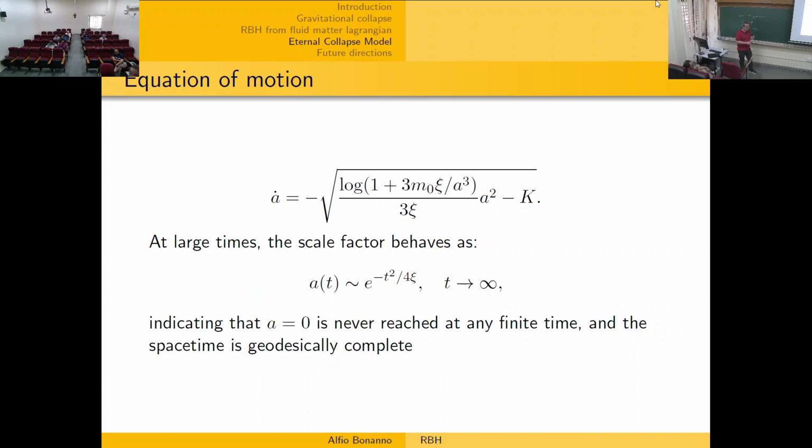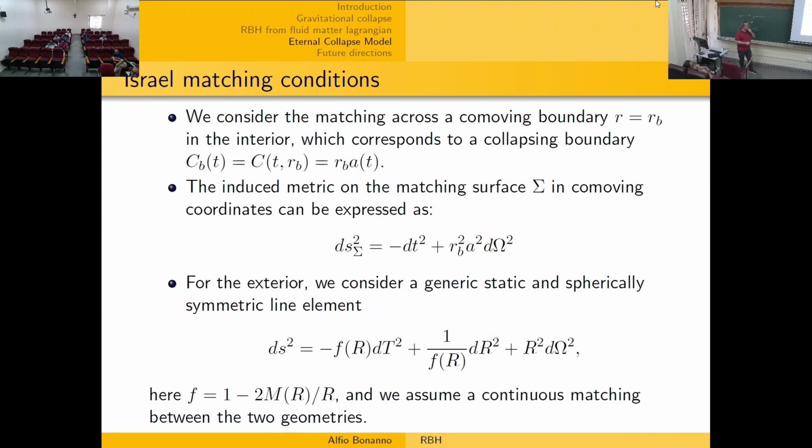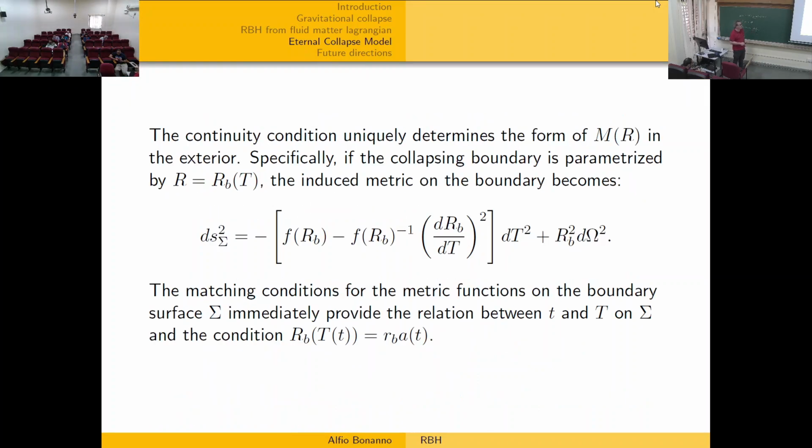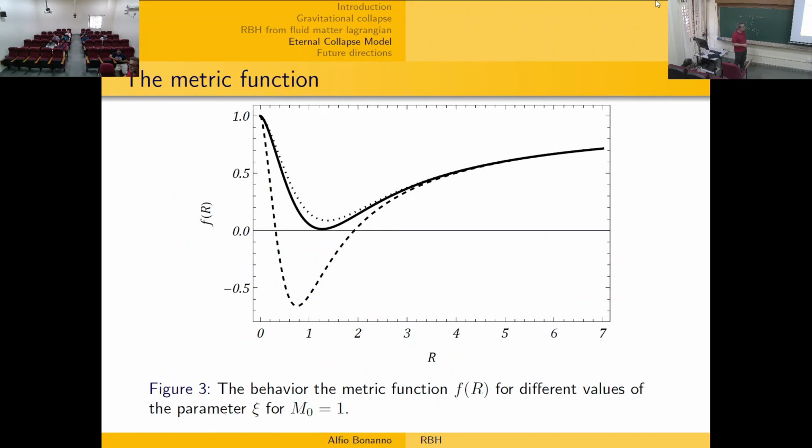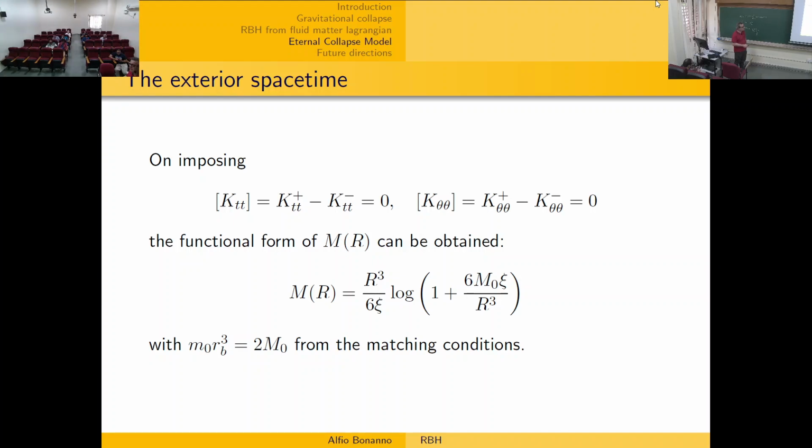So the question is, what happens at the star? For the star, we have considered matching across a comoving boundary. You can do this basically using the standard Gauss-Codazzi Israel matching conditions. You can write the star metric in this way, and you can compute the new Misner-Sharp mass. I will avoid going too much into the technical things. You basically impose the continuity of the second fundamental form across the boundary, and after you do so, you get the following function for the Misner-Sharp mass.